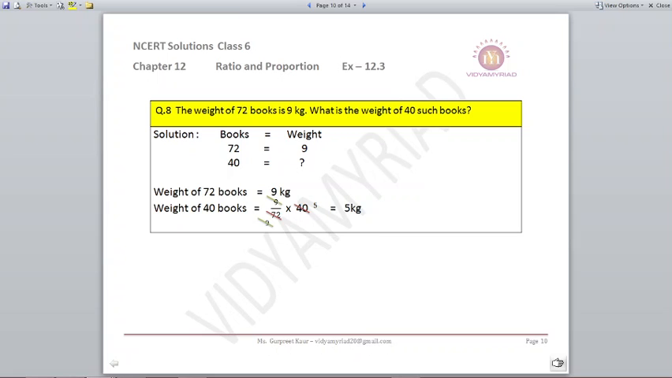So 72 books weigh 9 kg. So for 40 books the weight will be question mark. So what is your equation? 9 upon 72 will be for 1 book. Multiply by 40 gives you 5 kgs.